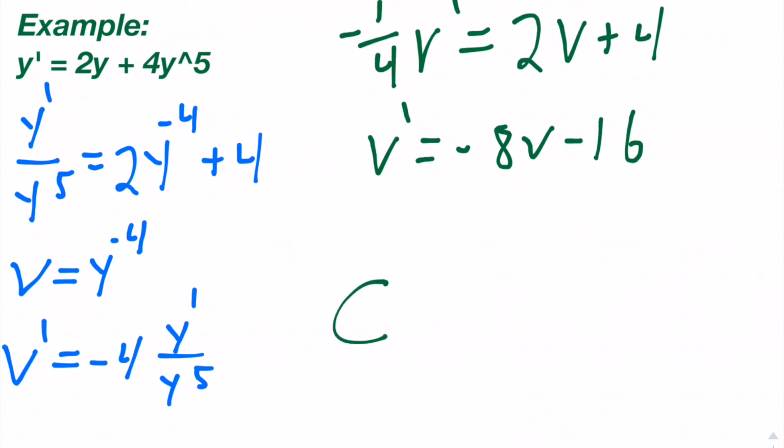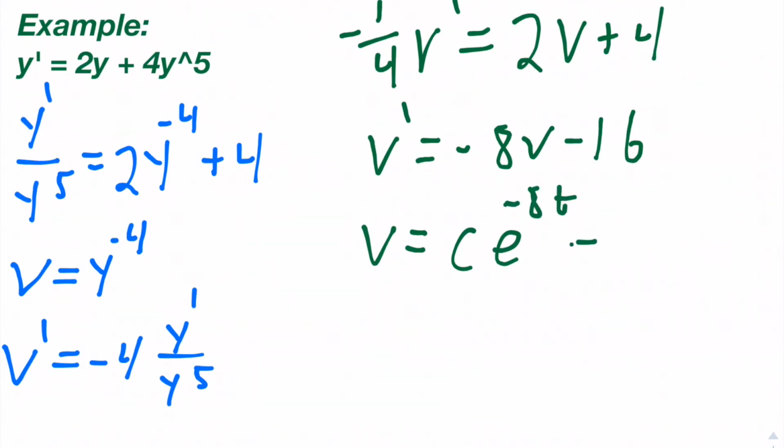The general solution is c e^(at) minus b over a, if you have a linear constant coefficient differential equation. Therefore, the solution for v is equal to c e^(-8t) - 2. And keep in mind that this is b and this is a. That's how I end up with 2.